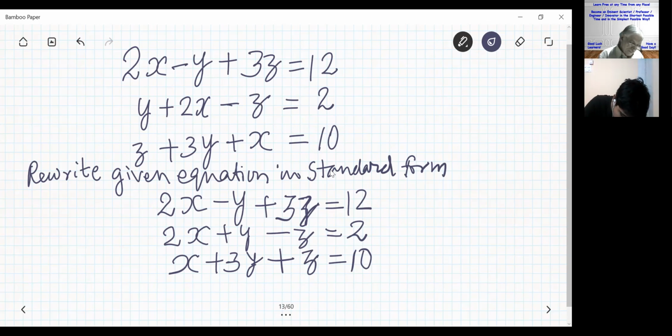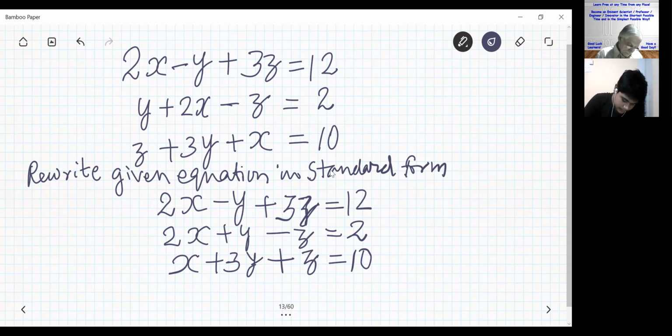So now then delta is equal to 2 into (1 into 3 minus 1 into 1), again minus of minus 1 into (2 into 3 minus 1 into 1), plus 3 into (2 into 1 minus 1 into 1).